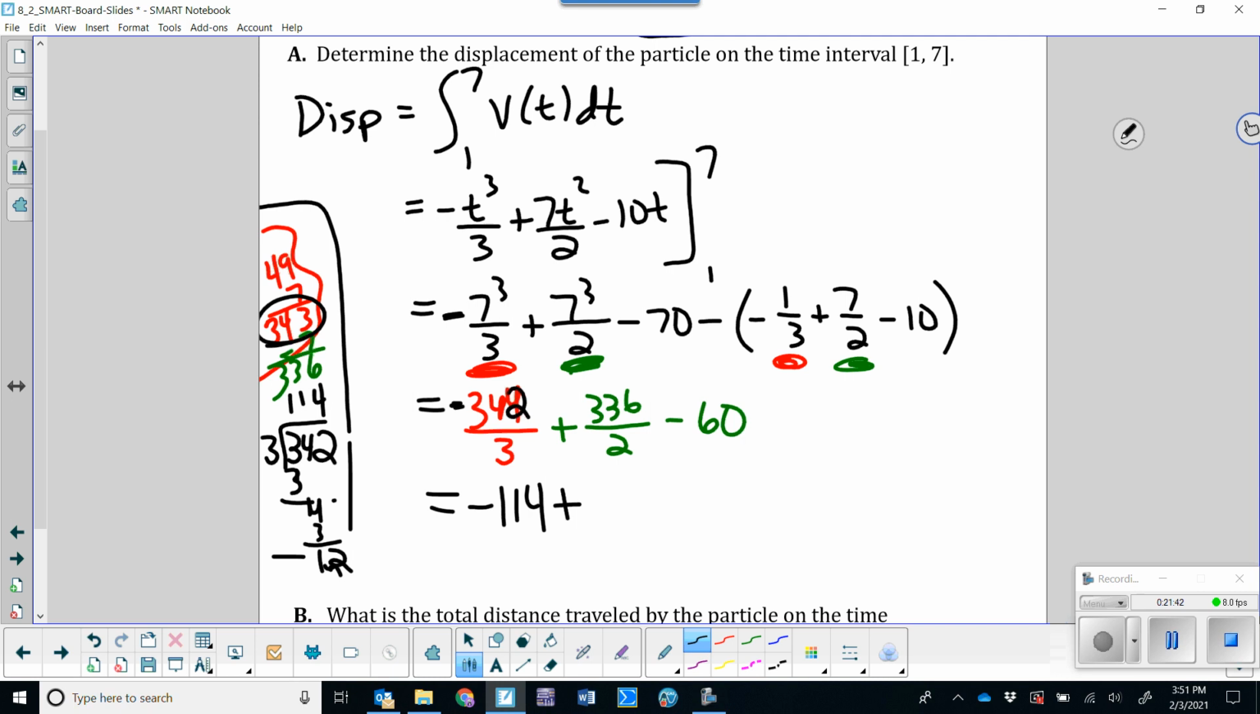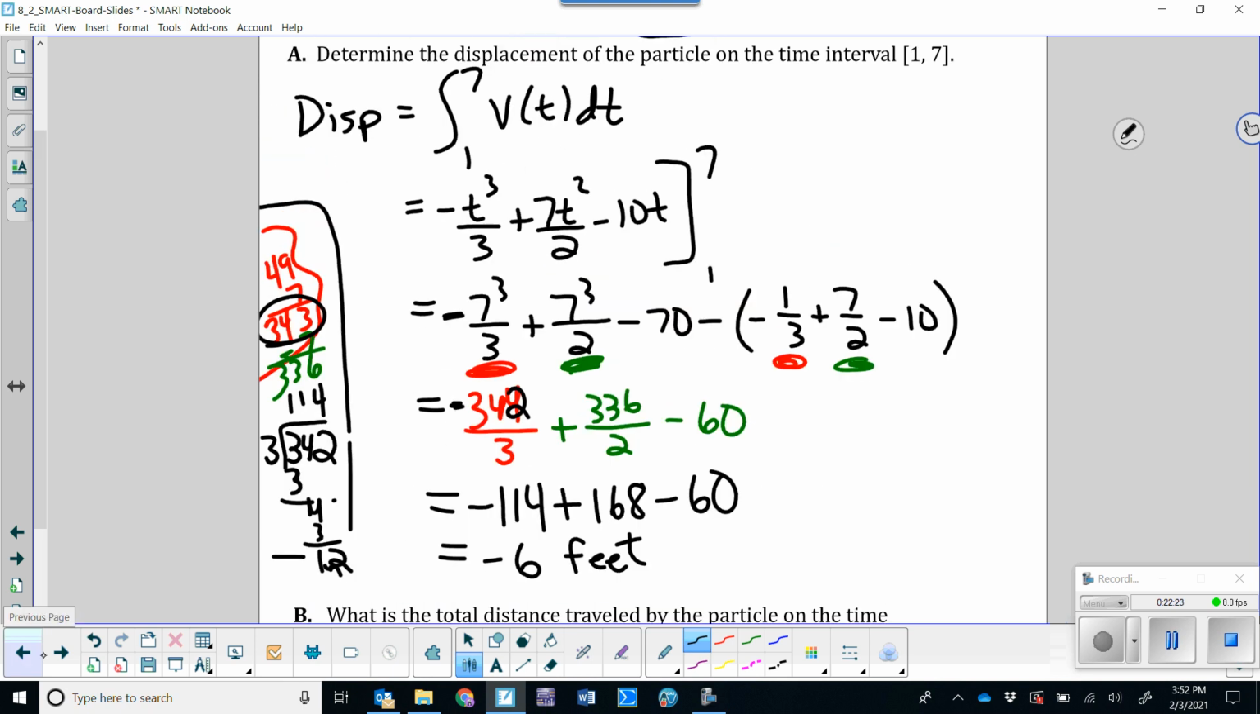And then 336 divided by 2, I should be able to do without needing to write all that out, I hope. So that's going to be 168 minus 60. So then I would combine. So I have negative 174 plus 168, negative 6. And then this is in feet because it was feet per second. And this is displacement. So in other words, it has moved negative 6 feet, which means it is 6 to the left of where it started, okay?